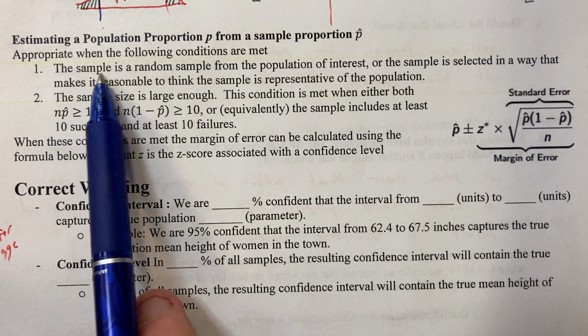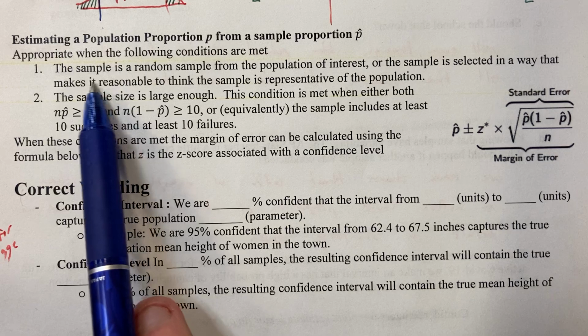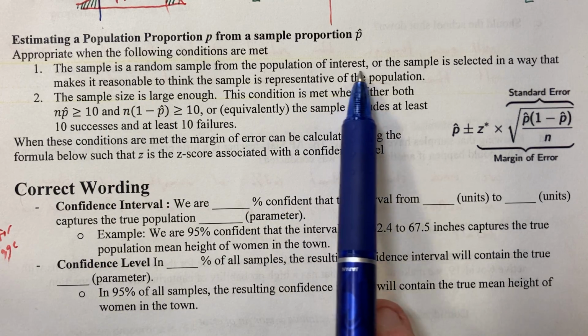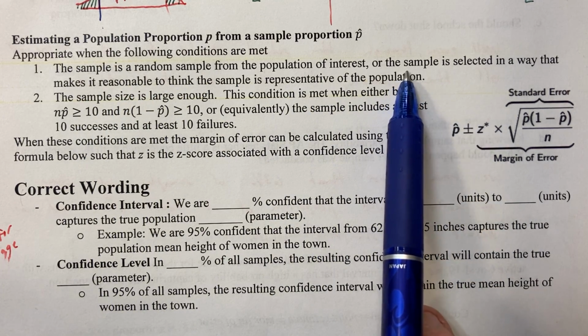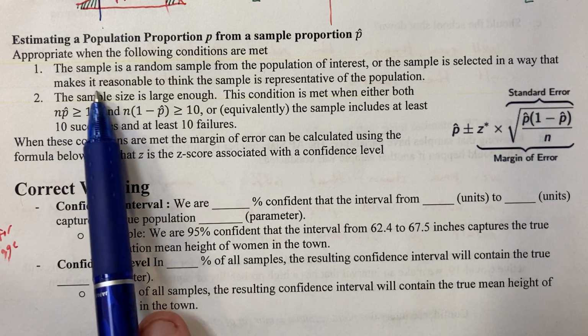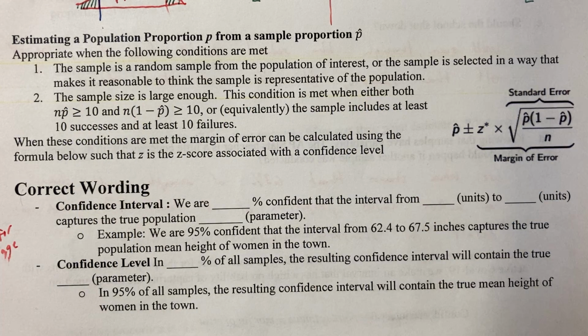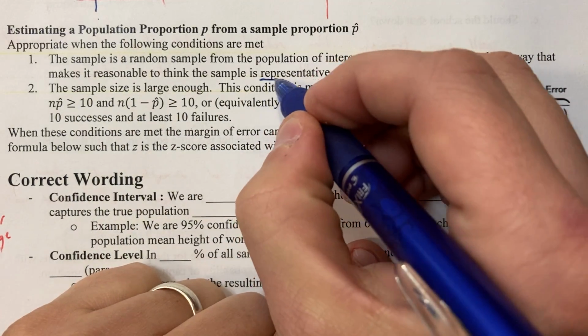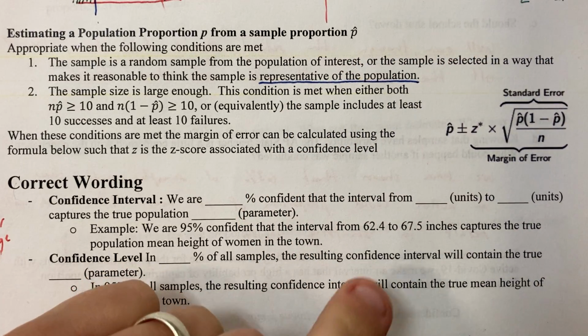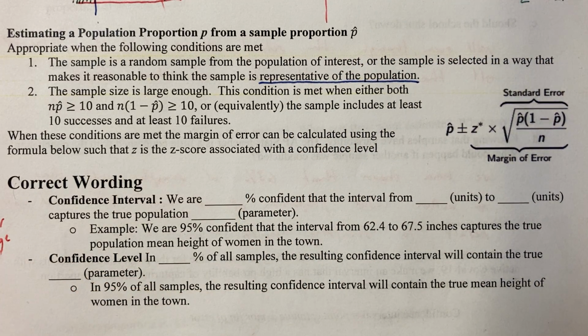1. The sample is random. The sample is a random sample from the population of interest, or the sample is selected in a way that makes it reasonable to think that the sample is representative of the population. That's the important part. If I could sum it up in a couple words, the sample must be representative of the population. So you have to be careful about how your sample is obtained.